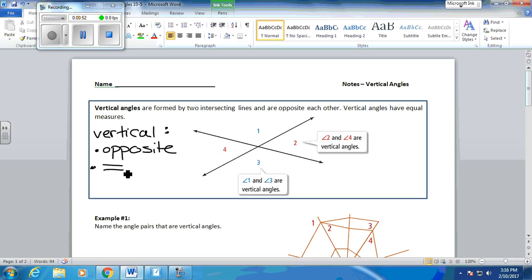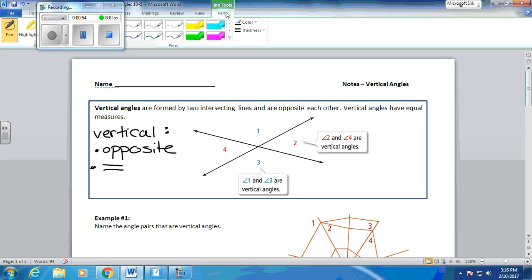So what they are showing you is that angle 1 and 3 are vertical angles, which means angle 1 and angle 3 are congruent. And then angle 2 and angle 4 are vertical angles, so they are equal to each other. Okay, they share a vertex. Here, they share right here. This is where they intersect, and they're perfectly opposite each other. If you were to take and fold angle 2 on top of angle 4, they would be equal.